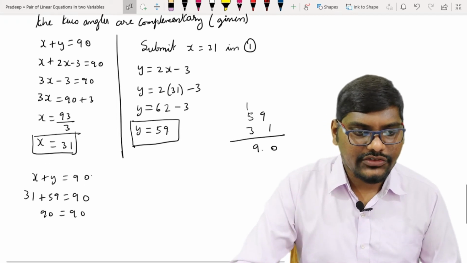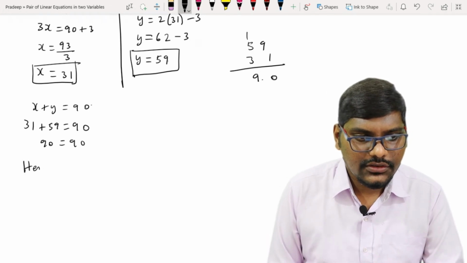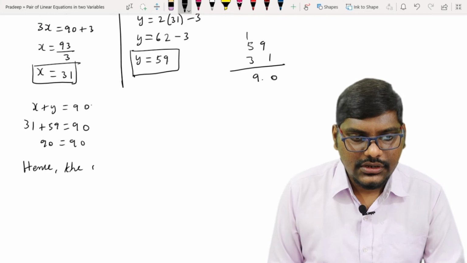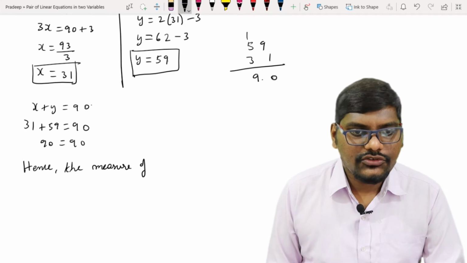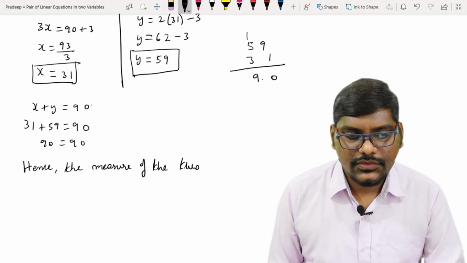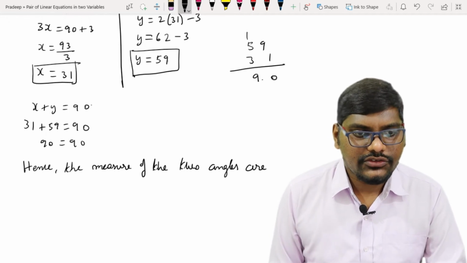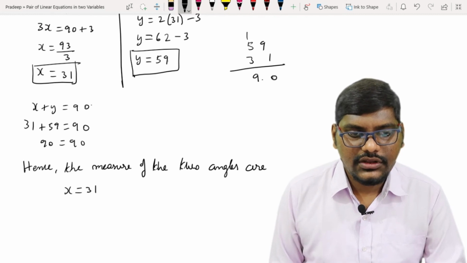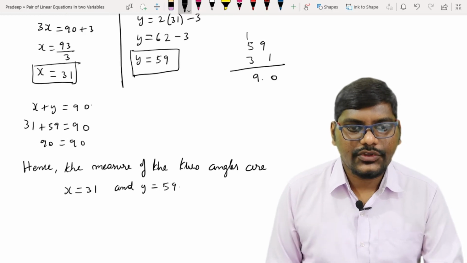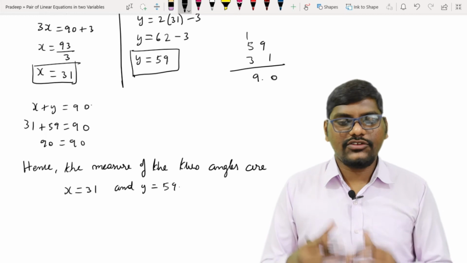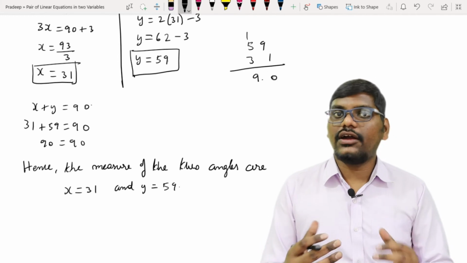So we'll write the conclusion as the same. So I can write here: hence the measure of the two angles. How much were the measures we got? That is x equal to 31 and y equal to 59. Okay, so these are the two angles. One is the larger, which is 59, and the smaller is 31. So that is what they asked us to find out, and we got those particular angles.